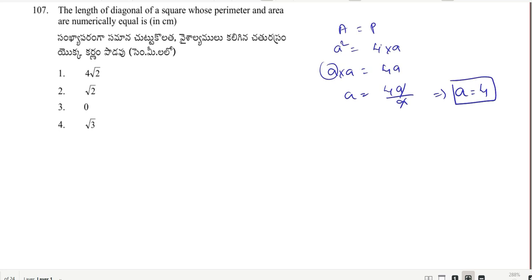So each side of the square is 4. If each side of a square is a units, its diagonal is given by root 2 times a. So here 4 root 2 is the suitable answer for this question, and the first option is the correct one.